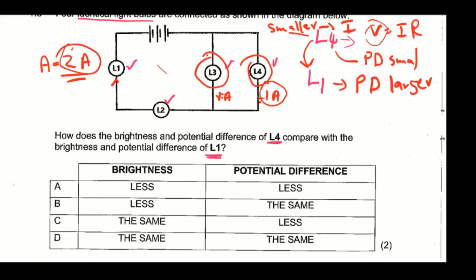So this just tells you that L4 will be brighter less compared to L1. So we can take this answer here, less. And the potential difference of L4 will be less compared to L1, right? So we'll take this option here, as I indicated that the potential difference of L4 is going to be smaller due to the current, right? And then the potential difference of L1 will be larger. So the right option here is A.